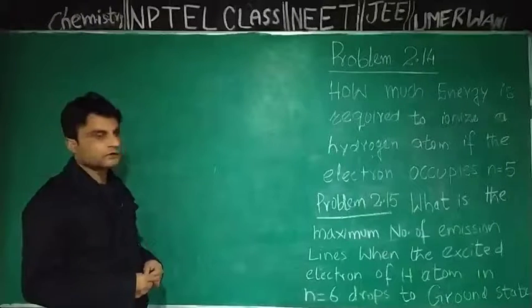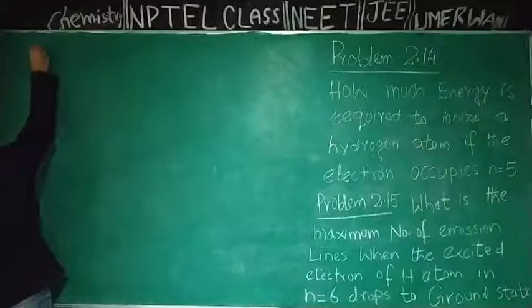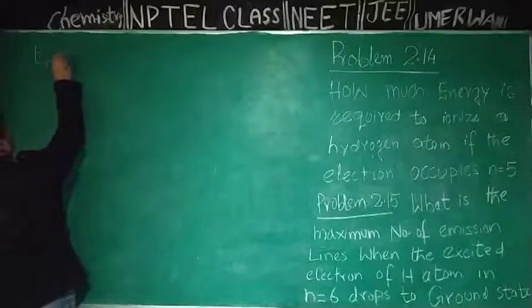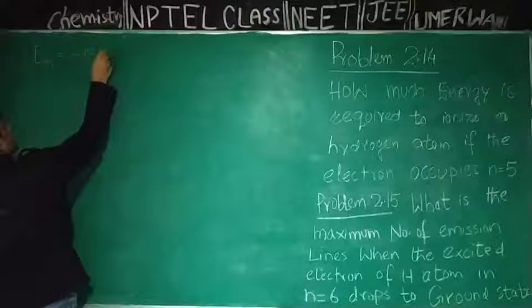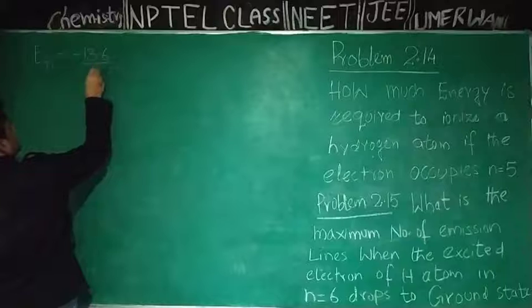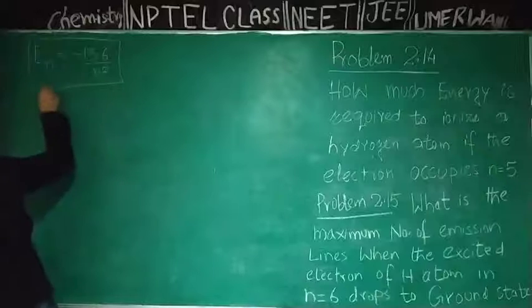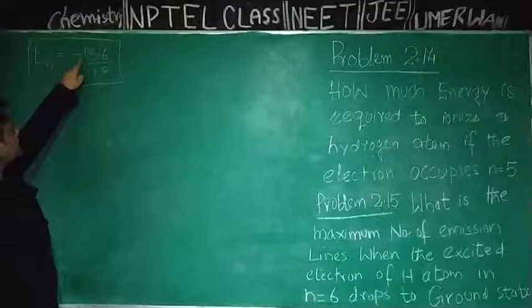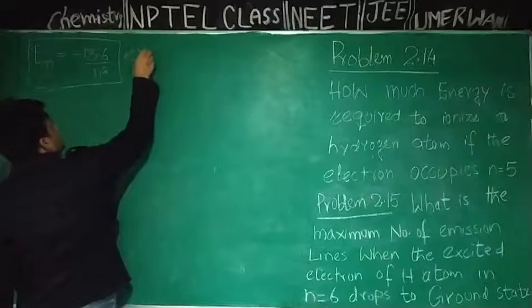For problem 2.14, the idea is that the energy of an electron in the nth orbit of a hydrogen atom is equal to minus 13.6 divided by n square, and this energy is in electron volts.